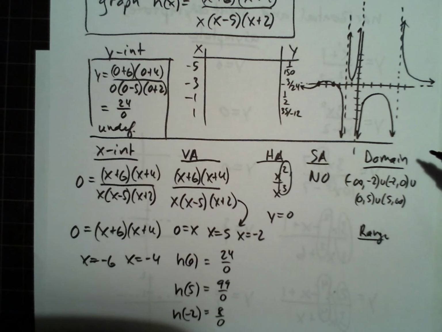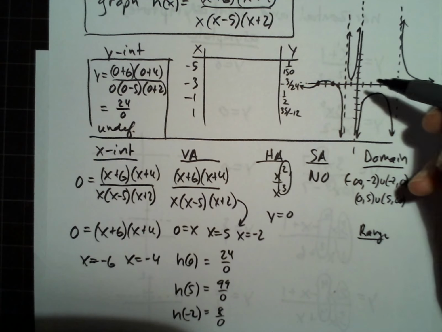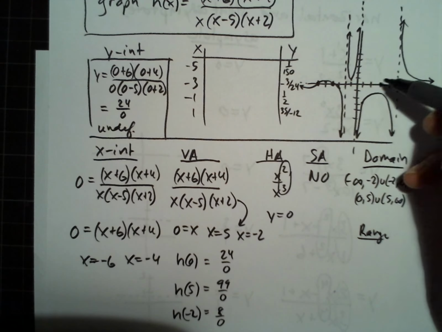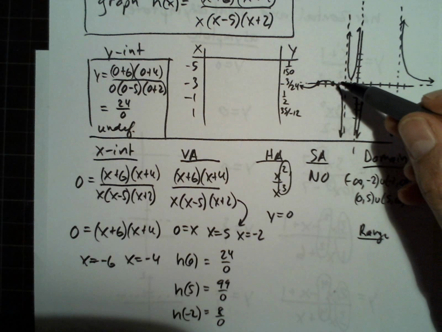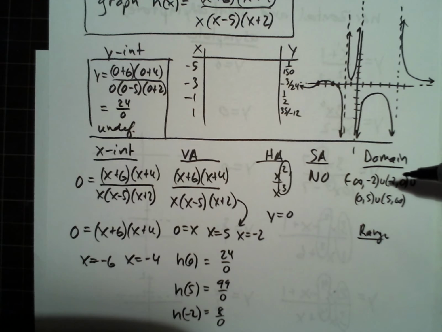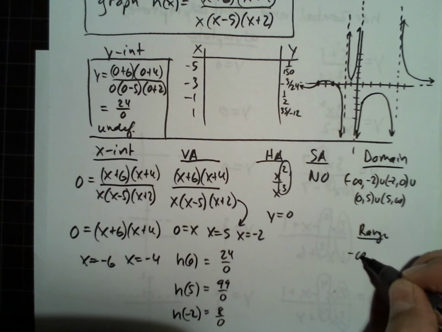The range can be a little tricky because we don't know exact high points and low points, but this is going to 0 out here, so we know that's going to 0. 0 is included right here, so it looks like we'll have all real numbers in the range.